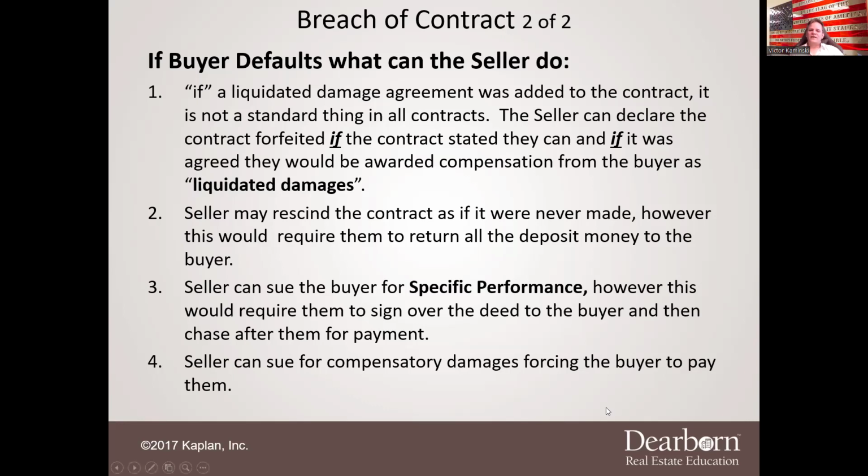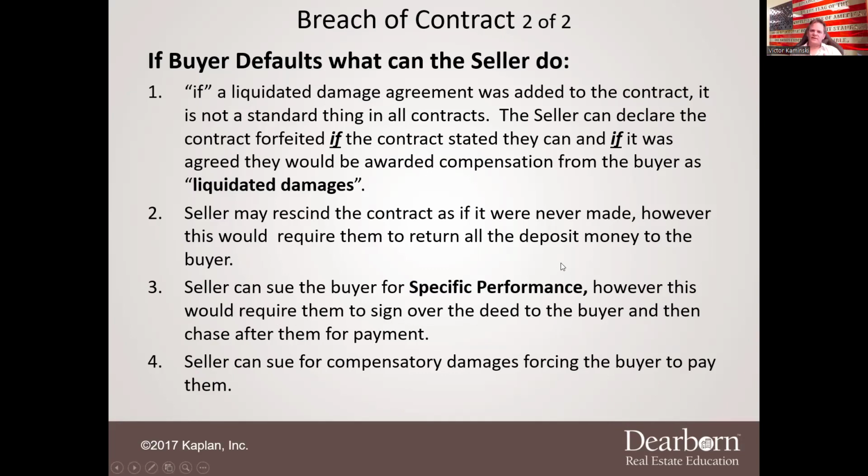So this would require, though, the seller to sign over the ownership to the buyer before they pay them, and then they have to chase after them for the money. So that's the little nuance to that. The seller can sue the buyer for specific performance. However, this would require them to sign the deed over to the buyer and then chase after them for the payment. The seller can sue for compensatory damages because the buyer backed out. Money, moolah, that's compensation, compensatory damages.